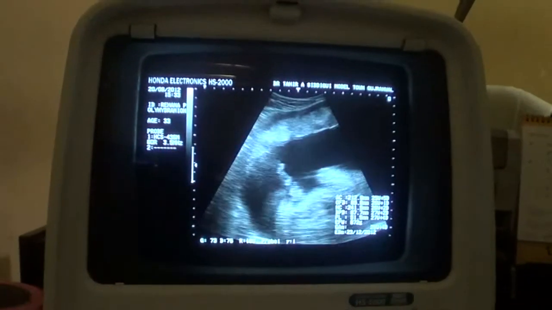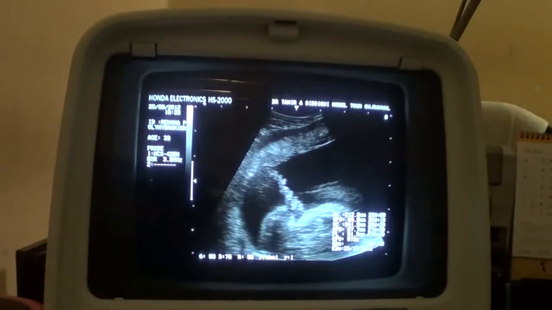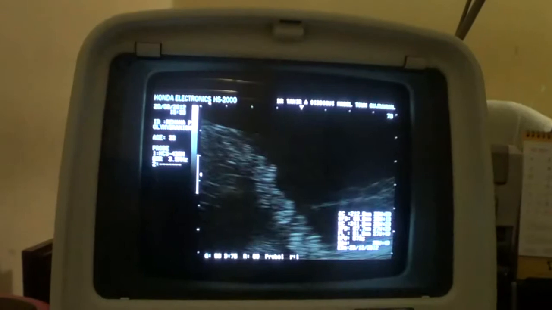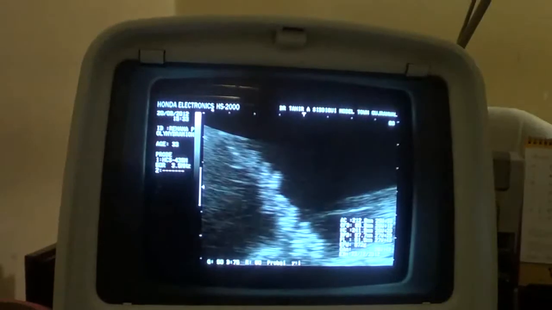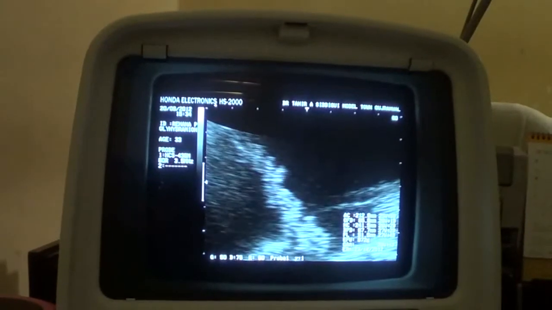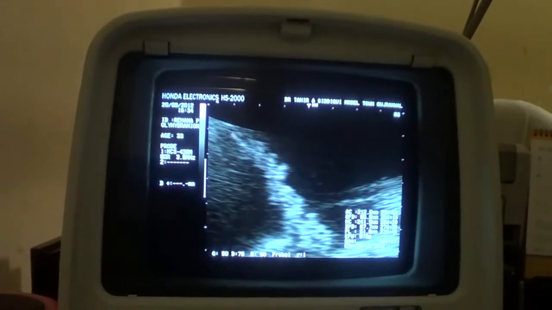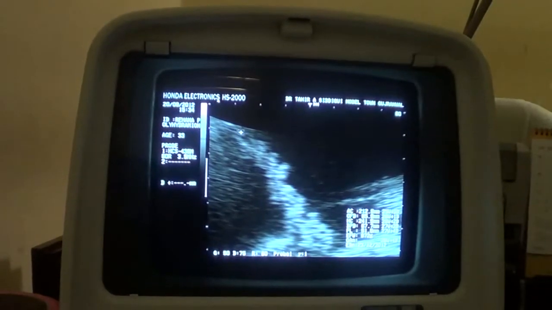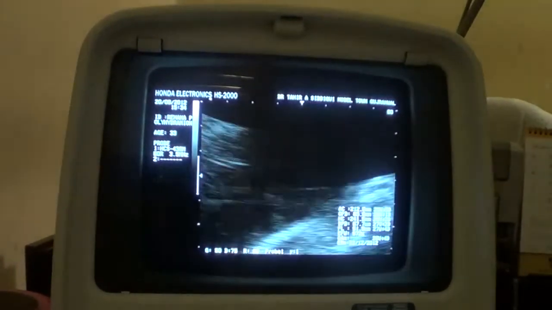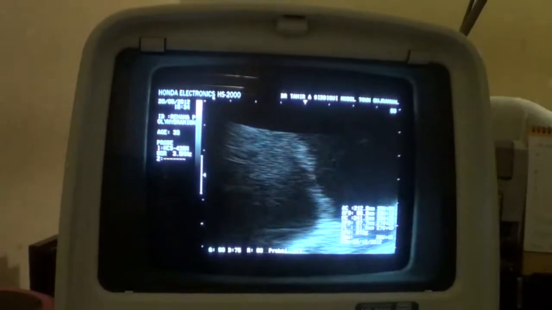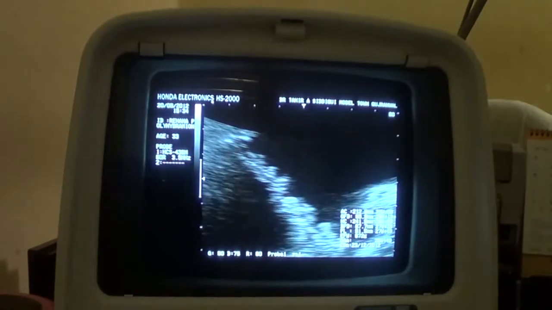This is a very rare case. Very rarely does one come across this, and I am going to magnify to show you the beaded appearance of the umbilical cord. Now this is the umbilical cord. This linear structure is the umbilical cord. A magnified view.